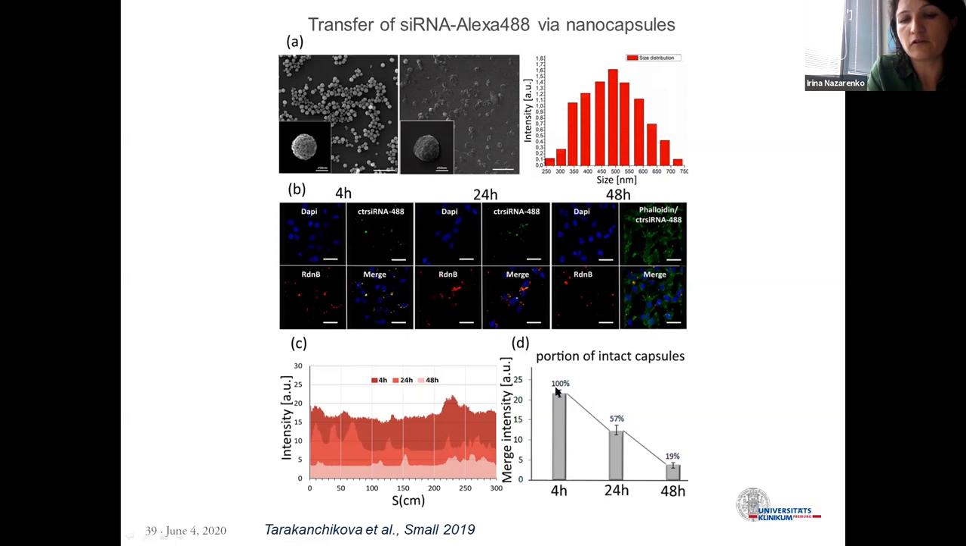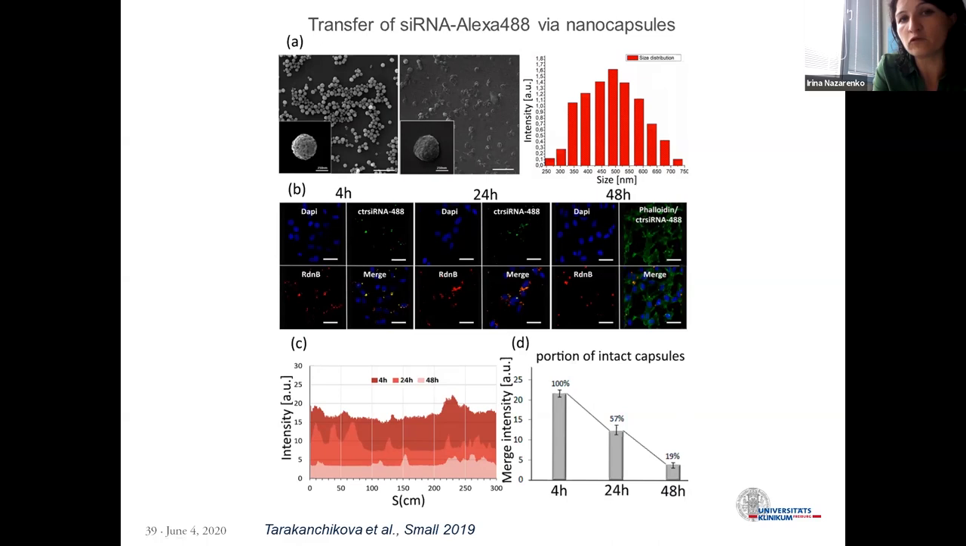Indeed, after 4 hours of uptake, all the capsules were intact. After 24 hours, half of the capsules had degraded. And after 48 hours, about 80% of the capsules had degraded. And here you see that all cells in the cell culture turned green, indicating the transfer of the RNA, this labeled control siRNA.